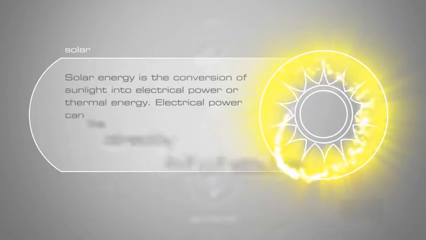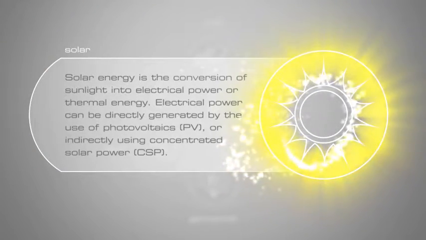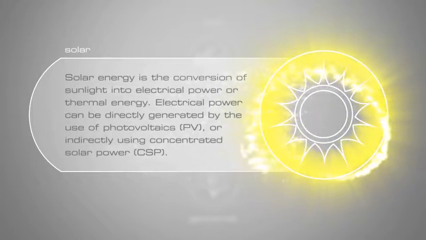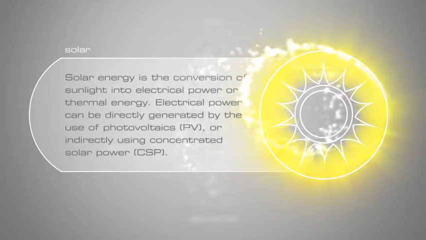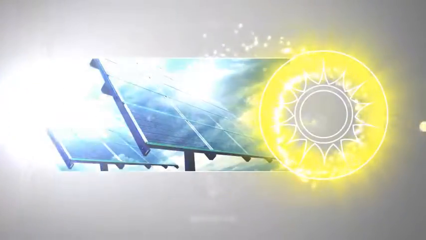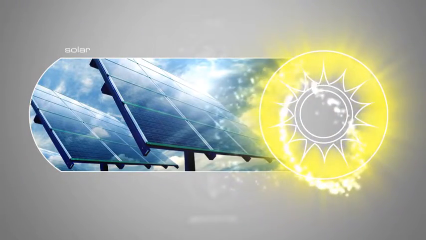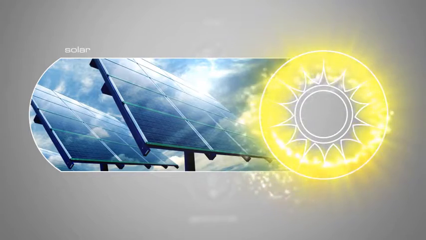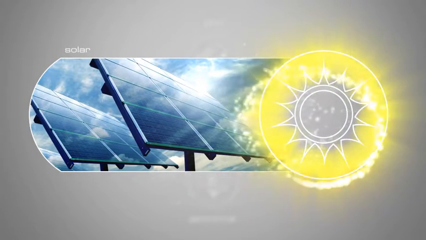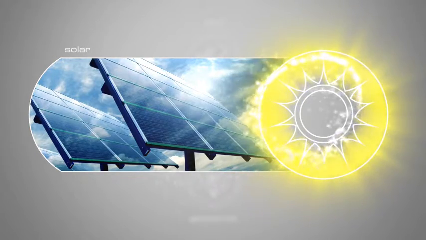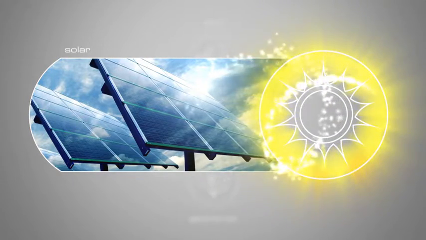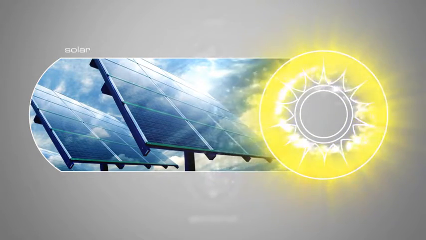Solar energy is the conversion of sunlight into electrical power or thermal energy. Electrical power can be directly generated by the use of photovoltaics or indirectly using concentrated solar power. Photovoltaic materials are used to convert sunlight into DC electricity. The photons of light come in contact with the photovoltaic cell and knock the electrons into a higher state of energy to create electricity. There are many different types of photovoltaic materials.